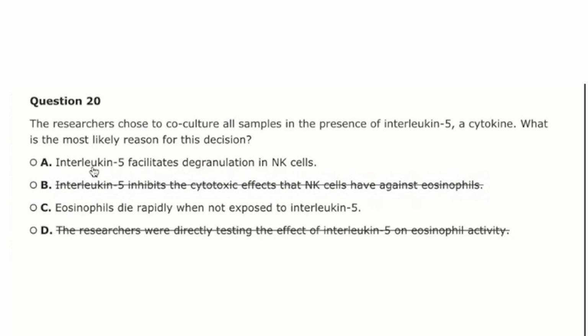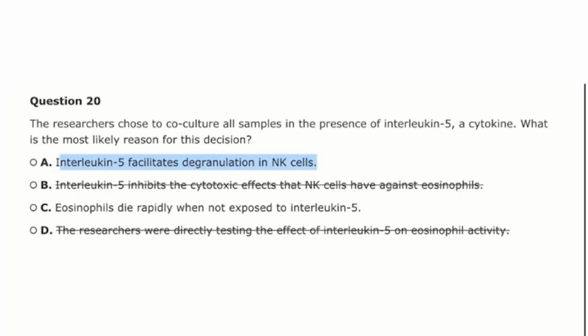Answer choice A, interleukin-5 facilitates degranulation in NK cells. The wording of this is weird to me, right? Degranulation in NK cells, but it's the eosinophils that are being degranulated. So that doesn't make sense. It does not. They're talking about the wrong cell, which leaves us with answer choice C.